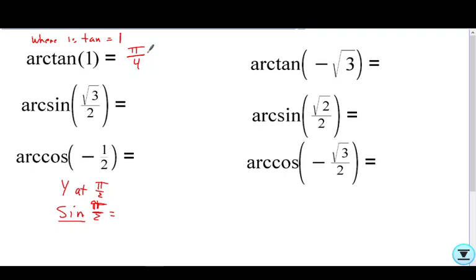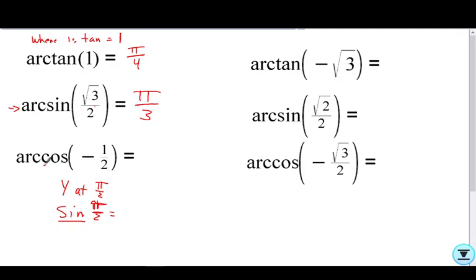Okay? Same thing right here for arc sine. So this is saying, hey, what angle measure is sine square root of 3 over 2? And it can only be from quadrant 1 and quadrant 4. Well, in quadrant 1, sine is positive, and square root of 3 over 2 is at pi over 3. Okay.